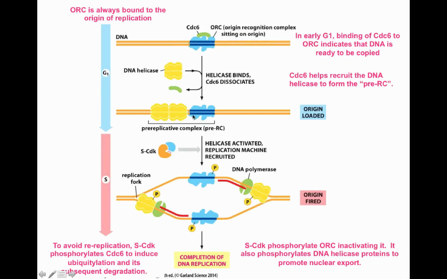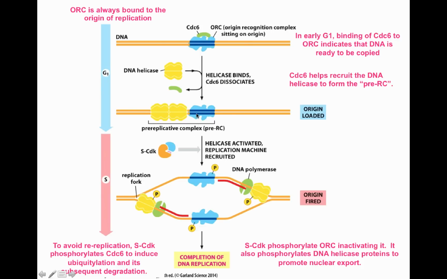Now, this image is actually not completely correct because it's showing you that CDC6 is dissociated now that helicase is present, and in reality it's not. So pretend that this part here in the middle is not really happening, but that CDC6 is continually bound over here to the ORC.